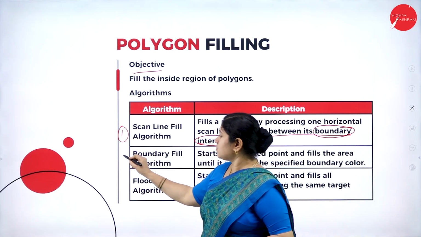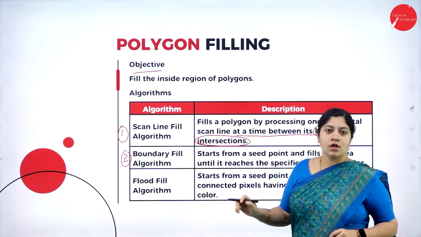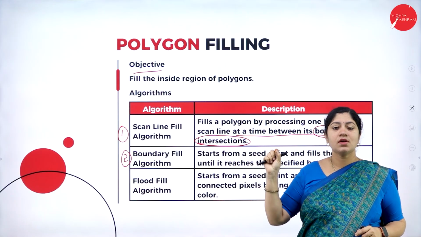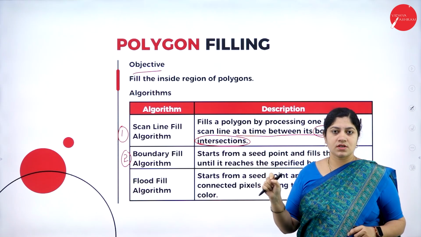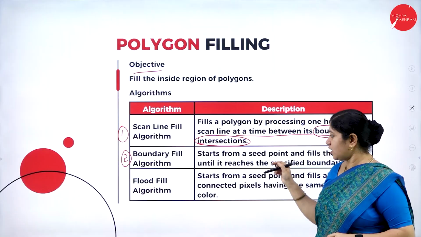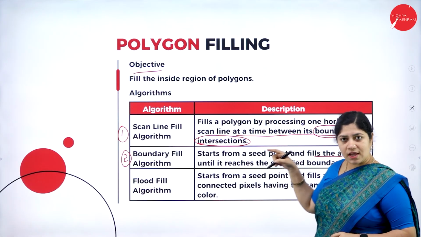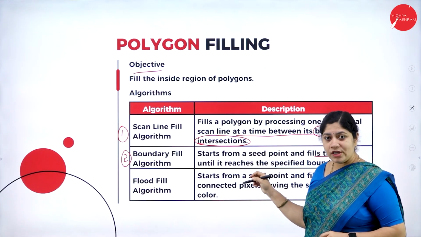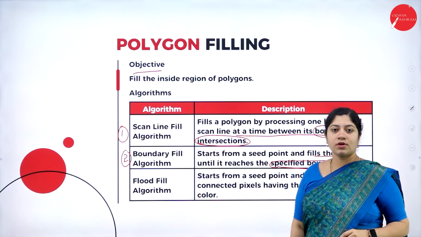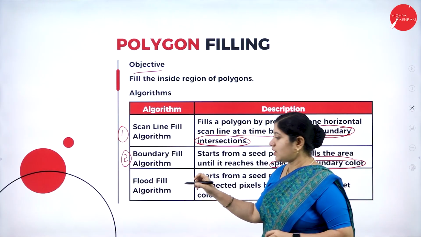Next, second one is boundary fill algorithm. So it starts from a seed point. Seed point in the sense the main initial point will be considered as a seed point, and the filling will start from that seed point and it fills the area until what? Until it reaches the specified boundary color. Okay, so that is the boundary fill algorithm.